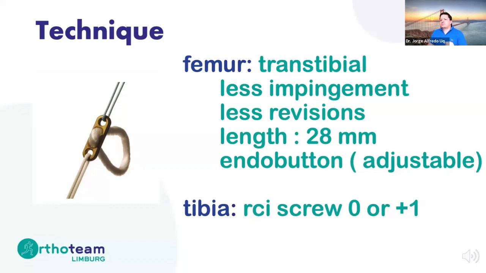I fix it on the femur with an endo button or an adjustable endo button, and on the tibia, when I go for a LARS ligament, I fix it with an RCI screw that has either the same diameter as the tibial tunnel or +1, depending on the quality of bone. When it's a very hard bone, I use the same diameter. When it's rather soft bone, I go 1+ to have a better fixation.